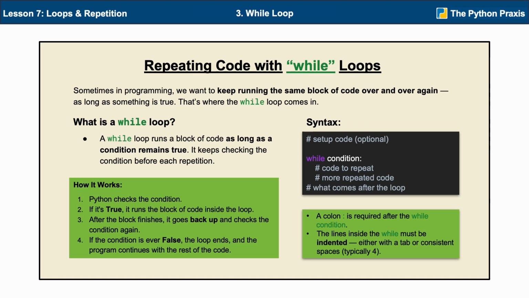How does it work? Step 1, Python checks the condition. Step 2, if it's true, it runs the indented block of code inside the loop. Step 3, after the block finishes, it goes back up and checks the condition again. Step 4, if the condition is ever false, the loop ends and the program continues with the rest of the code. Always remember the two key rules. Don't forget the colon after while condition, and the code inside must be indented properly.